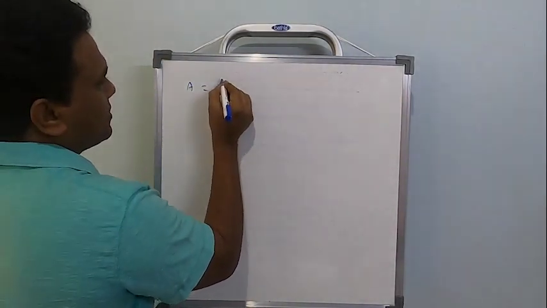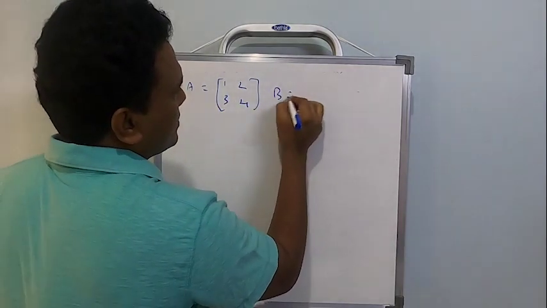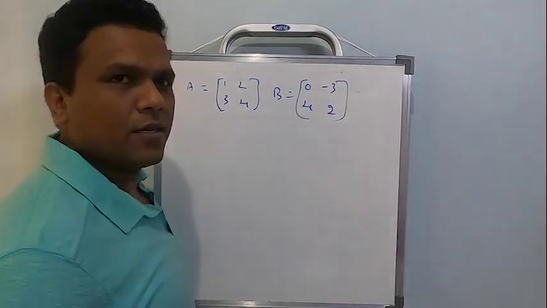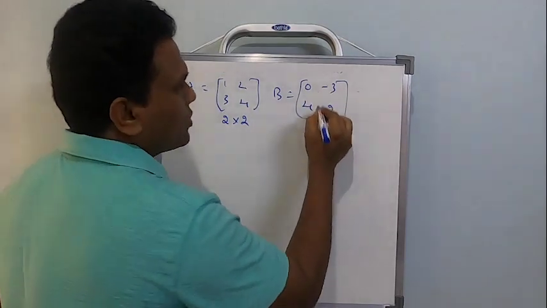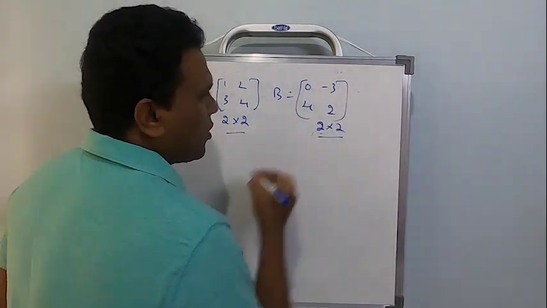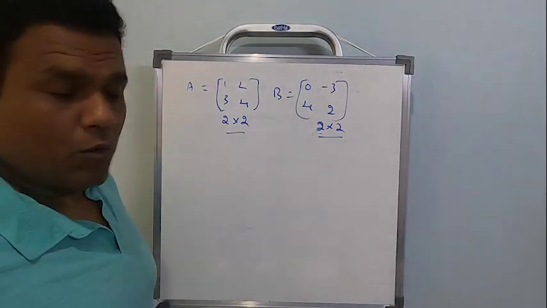For example, let me consider a matrix 1, 2, 3, 4, another matrix 0, -3, 4, 2. These are the 2 matrices. What's the order of this matrix? The order of this matrix is 2 by 2. And what's the order of this matrix? That's also going to be 2 by 2, correct? Orders of A and B both are same. First thing is verified. Then how to add it?